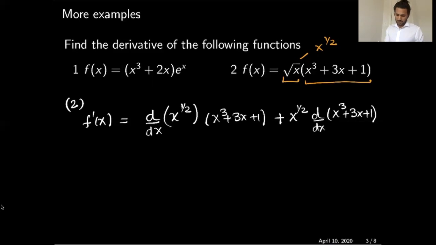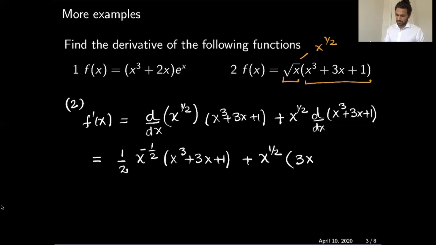So now what we will do is we will calculate the derivative of these respective terms. So x to the power 1/2, its derivative is 1/2 x to the power negative 1/2, because if you take 1 from negative 1, it will be just negative 1/2. And then this is x to the power 3 plus 3x plus 1. And then this is x to the power 1/2 and 3x squared plus 3, and derivative of 1 is 0. This time I will not simplify. I will just leave the answer as it is.